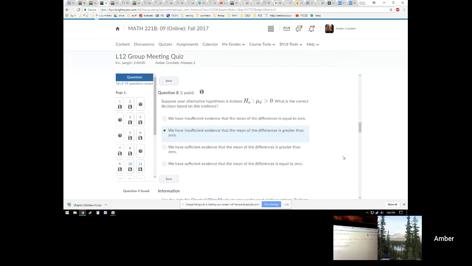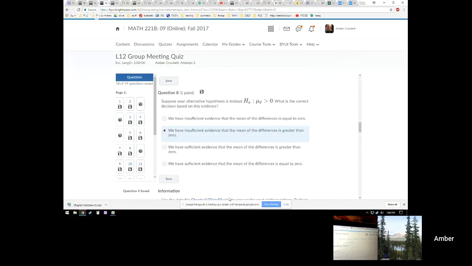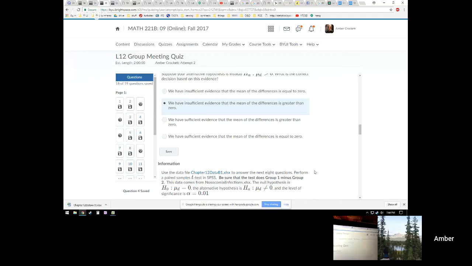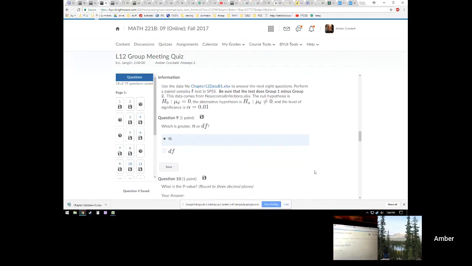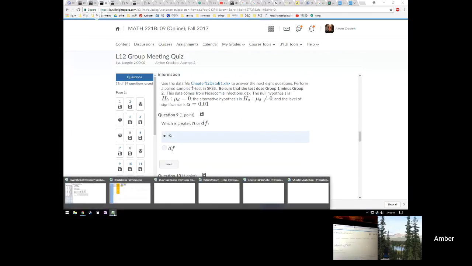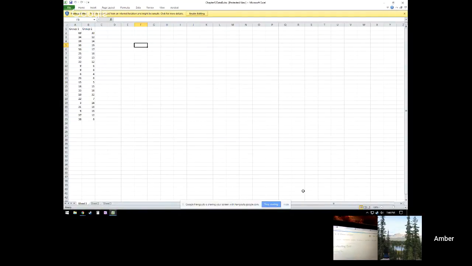Are you talking about 14 or number 8? We're talking about 14. For number 8, we know it's this one because I did it and got it right: we have insufficient evidence that the mean of the differences is greater than 0. We'll get to number 14. Sorry, I jumped ahead. Use the data file to answer the next 8 questions. Perform a paired sample test. Okay, so we're going to do the same thing we just did.